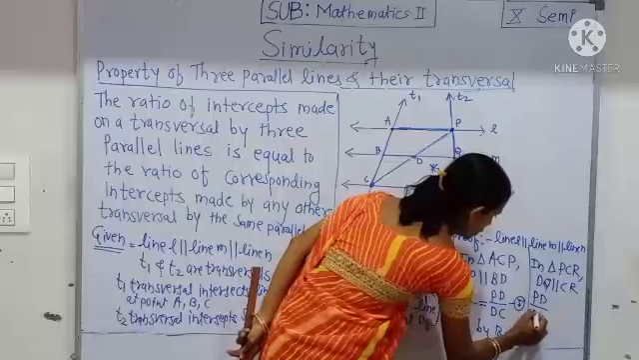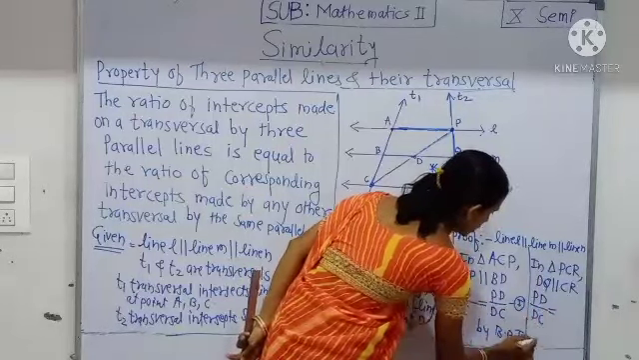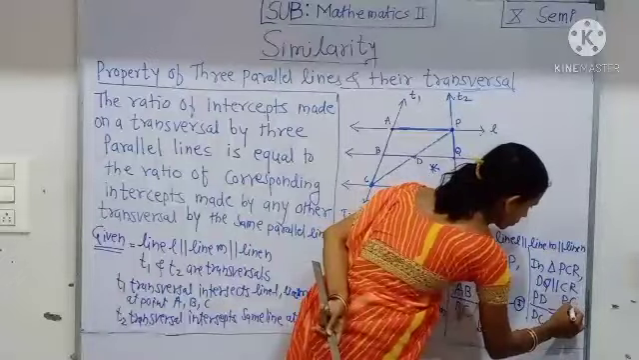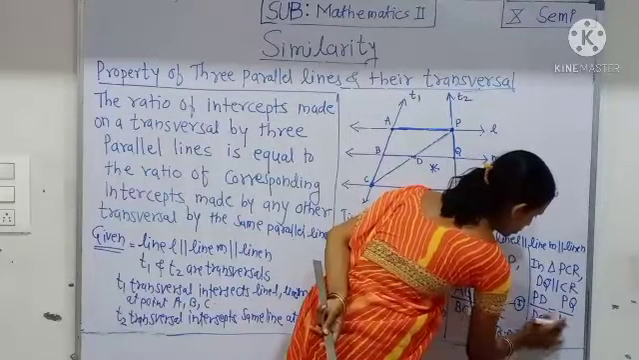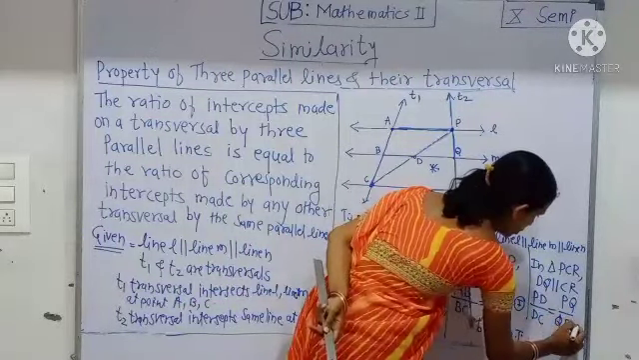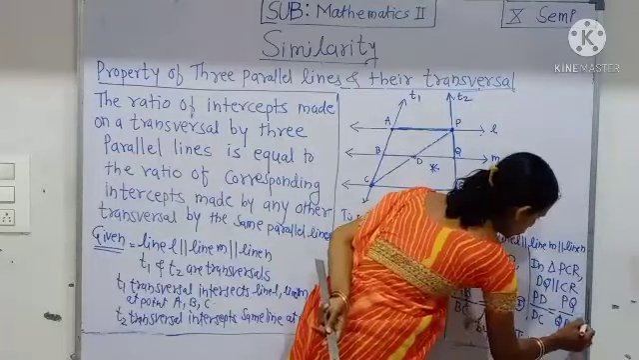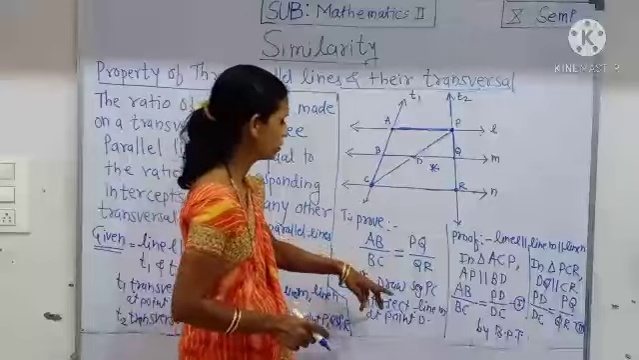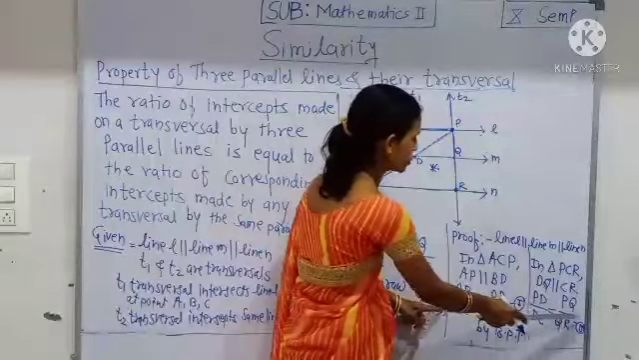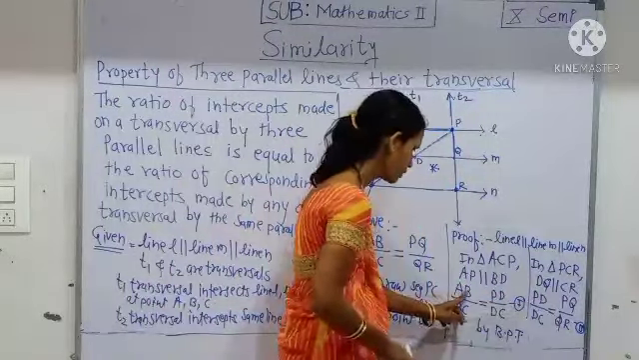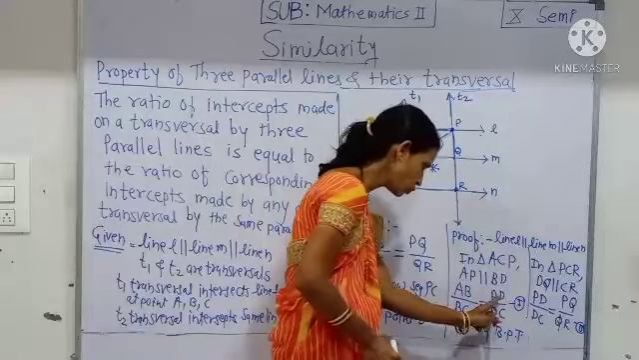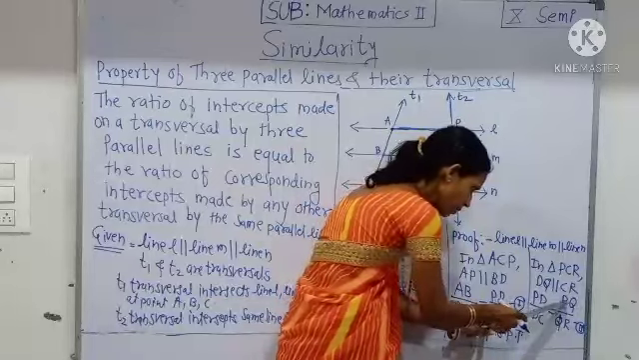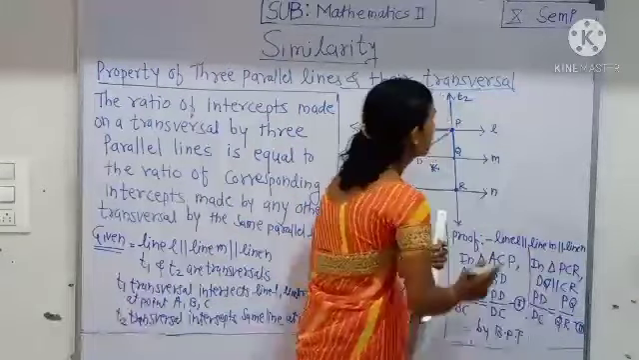PD upon DC is equal to PQ upon QR. Let this be equation number 2. Then see here, focus on equations number 1 and 2. AB upon BC is equal to PD upon DC, but here PD upon DC is equal to PQ upon QR.